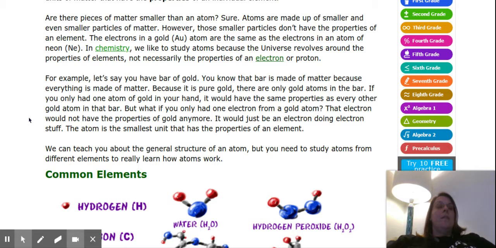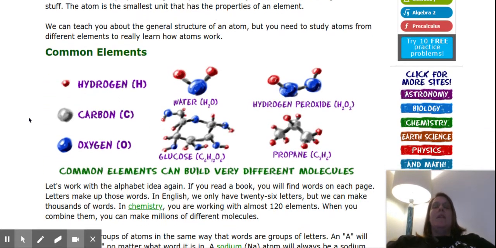So if you take out a proton from that same bar of gold, well, it's just a proton. It's not actually gold anymore. As you're looking at common elements, you have hydrogen, carbon, and oxygen. Now, how you combine them and how complex those systems get is essentially what you're actually making.